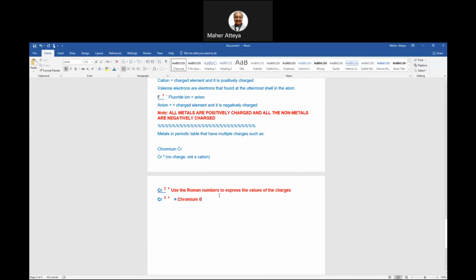So you understand what the Roman numbers are, correct? Everybody understand the Roman numbers? Yes? No? Okay, so this one here, chromium 1, chromium 2, cation. If you look at this, that will be just the Roman numbers. Here they are, look at them.